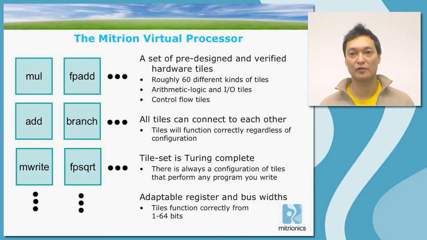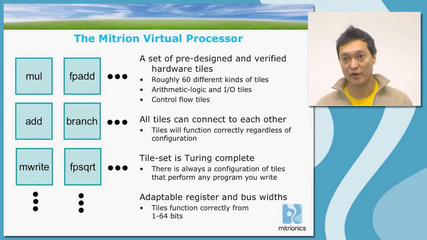The tiles can be connected to each other in any way, and they are guaranteed to function correctly regardless of how they are connected to each other. This means that any operation can interact with any other operation. Because we have a full set of control flow tiles carefully selected, the whole tile set becomes Turing complete. This means that there will always be a configuration of tiles for any program that you can write, and this is provably true. So there is a guarantee that no program can ever be written for which there is no configuration of tiles that would perform that program.